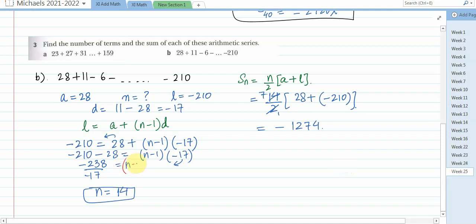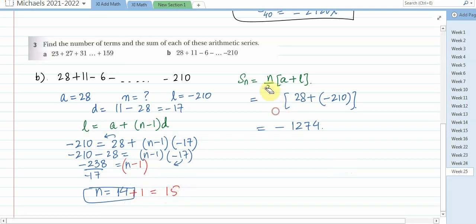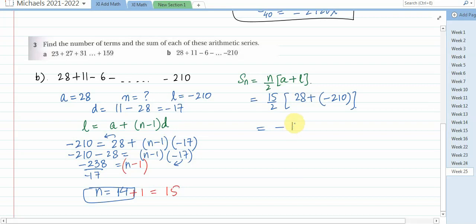Alright, now there is one mistake in this question, and what is that mistake? Here we have N minus 1. So the final answer of N will be 14 plus 1, which leads to 15. And when I place the value here, it will be 15 divided by 2, and lastly the answer is 28 minus 210 multiplied by 15 and divided by 2, which leads to minus 1365. That is the final answer: how many terms do you have? 15 terms. So that is your first part answer.